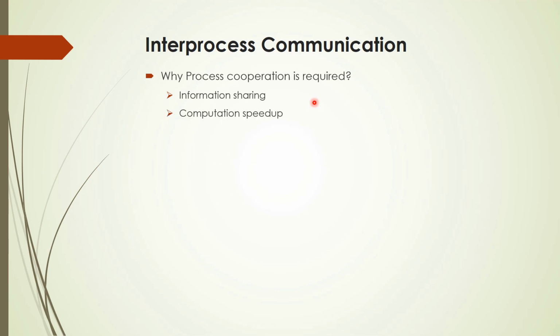Second, computation speed. If we want a task to be computed faster, it must be divided into subtasks and each of the subtasks must be executed in parallel. So there must be communication between the processes to achieve this, that is to divide the task and assign the subtask to each of the processes, and that requires process cooperation.